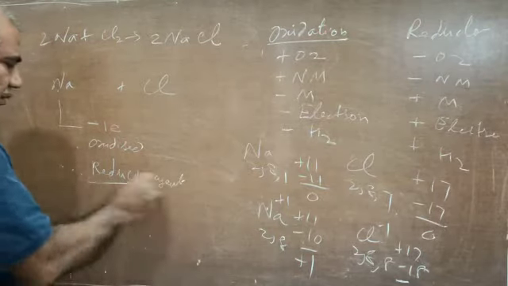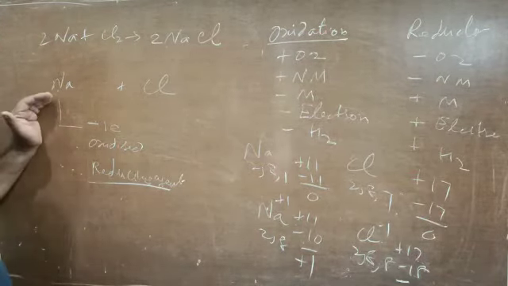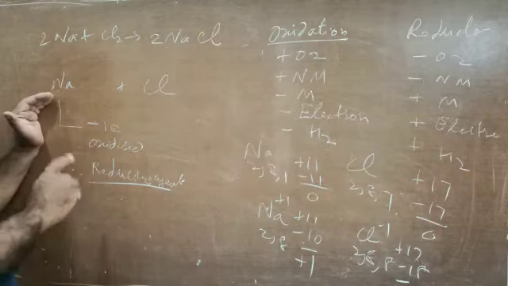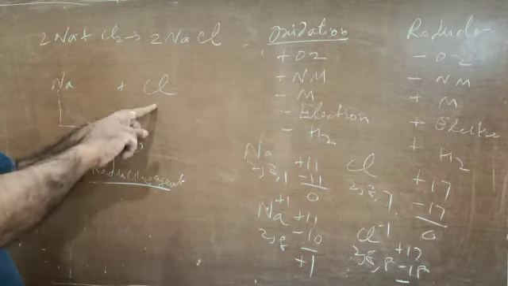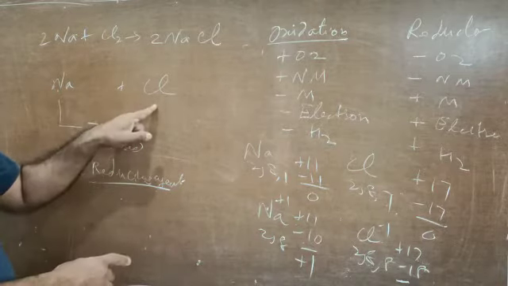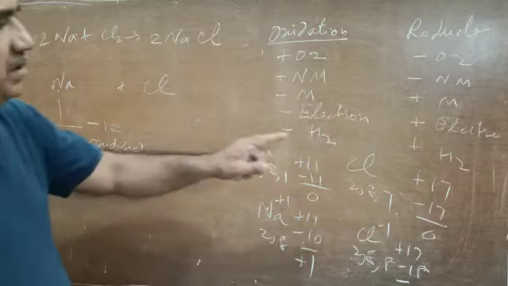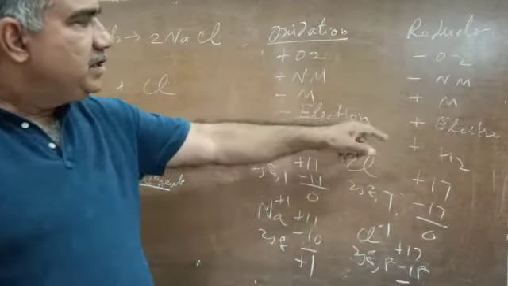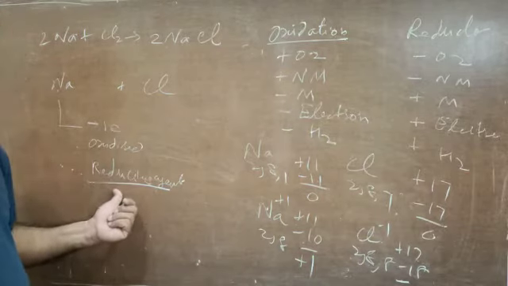Another way of looking at this being a reducing agent is that if this happens to lose an electron, then only this will gain the electron. So the one which is responsible for making chlorine gain an electron is sodium, and gaining of an electron here is reduction. So it is sodium which makes this reduce. So sodium is the reducing agent.